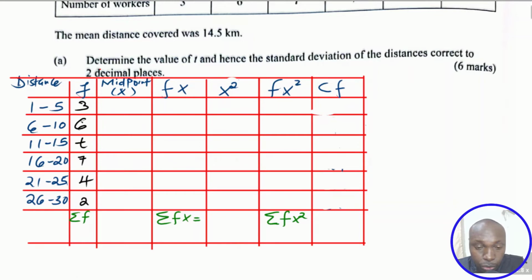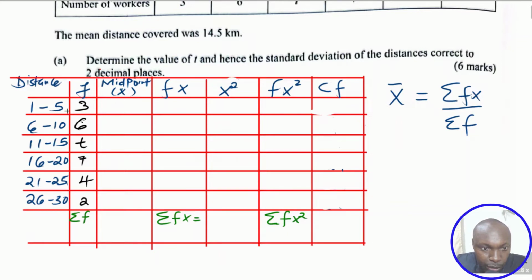To get the value of t, we need to know how to get the mean using the data that we are given there. So how do we get the mean? The mean, which is x bar, is obtained by the summation of fx divided by the summation of f. And that is why I have to get x. What is x? x is the midpoint of these classes here. Then I need to get the product of f, frequency multiplied by the midpoint, that is fx. So this is what is going to give the mean. And remember that the mean is given as 14.5. So this will help me get the value of t.